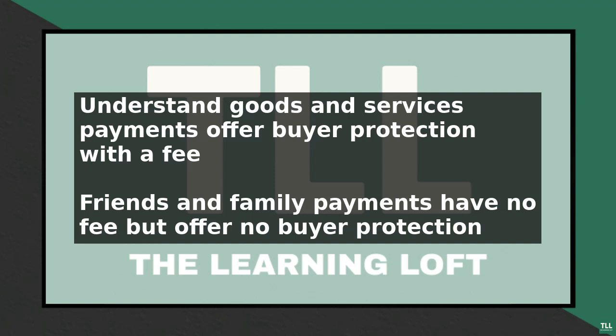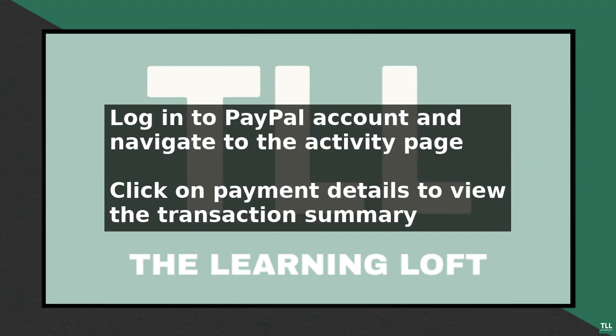Step 1. Log into your PayPal account and navigate to the activity page where you will find the payment you want to modify. Step 2. Click on the payment details to view the transaction summary.